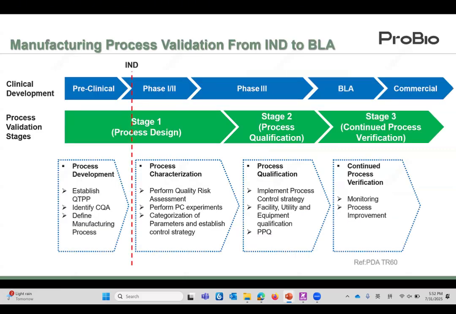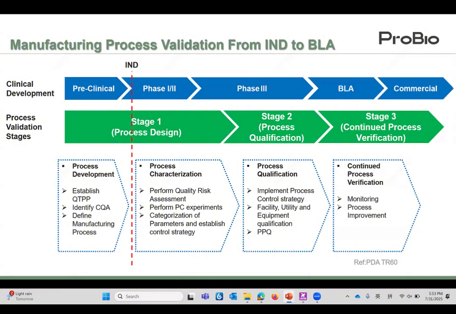For the manufacturing process, here is the life cycle of manufacturing process validation. According to the agency's guidelines, there are 3 stages of the manufacturing process. The first one is process design, the second one is process qualification, and the last one is continuous process verification. Stage 1 is process design. It includes the process development and process characterization.